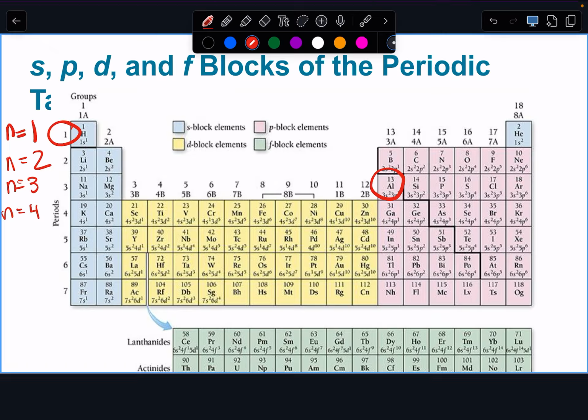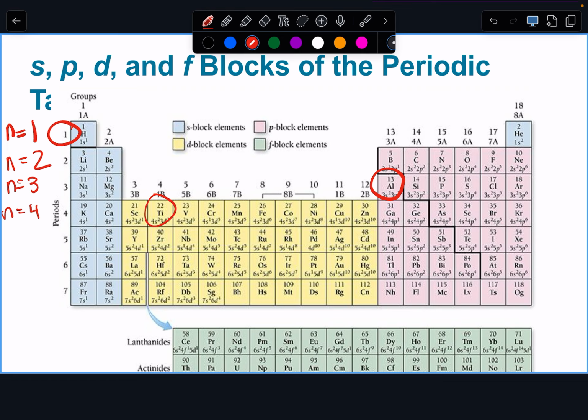And I did not have to go through that whole process of drawing out the orbitals, remembering what order they come in, and putting the 17 electrons in there, or sorry, 13. I just looked at where it was and said it's in the third one, and it's in that P block. Okay? The yellow, the transition metals, those are the d orbitals. So let me show you one real quick. So we'll just do titanium, okay? So titanium, 22 electrons.